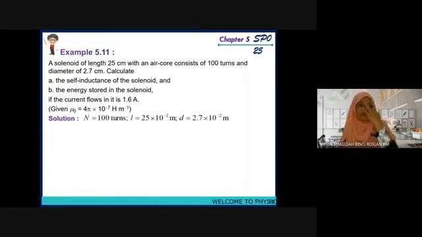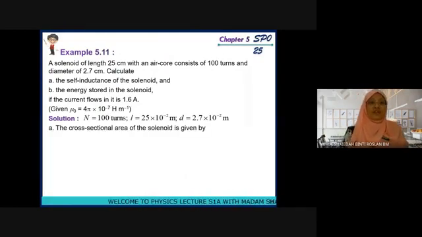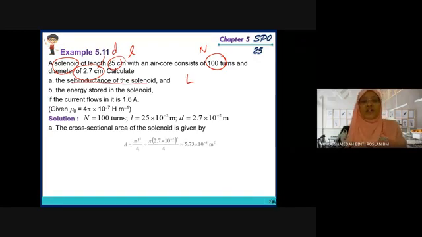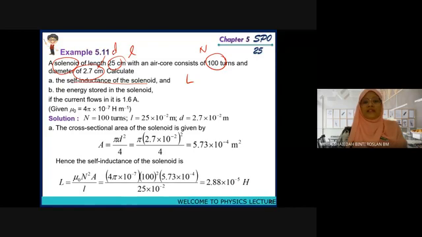Okay, the question is not difficult. If you look at this one, we have a solenoid, we have length, then we have number of turns, we have diameter D. They ask you to calculate self-inductance. So they ask you to calculate L. Earlier there were many formulas for L, but since they already mentioned this is a solenoid, you directly use the solenoid formula. Questions really like solenoids. So you use the formula of solenoid.